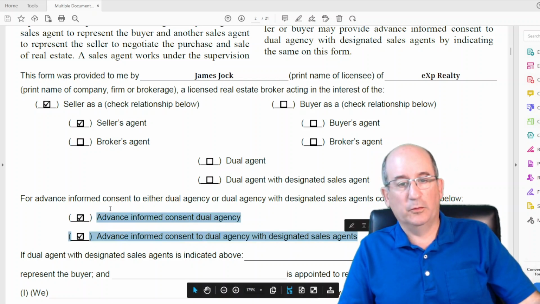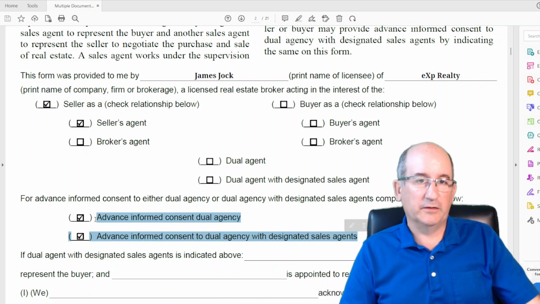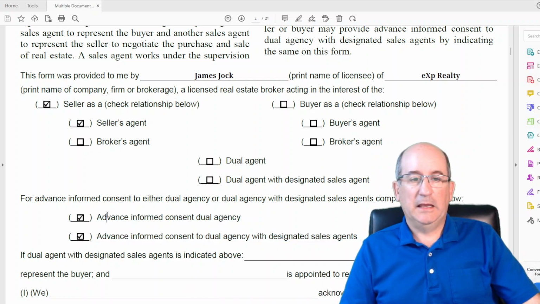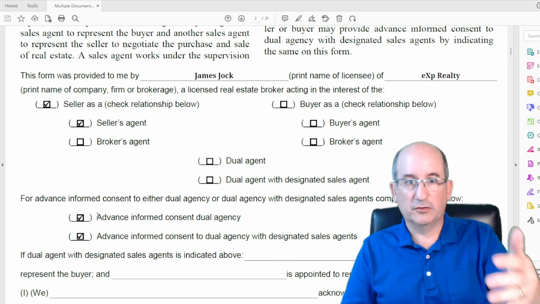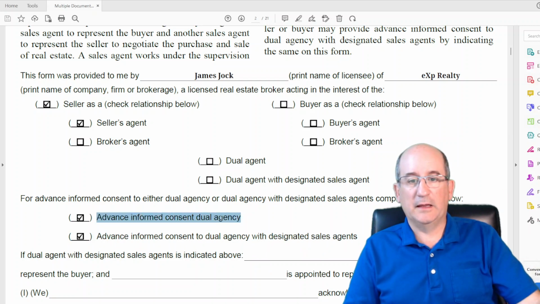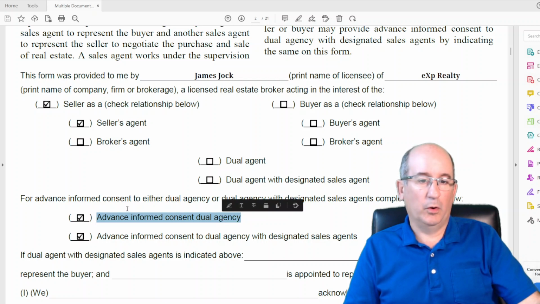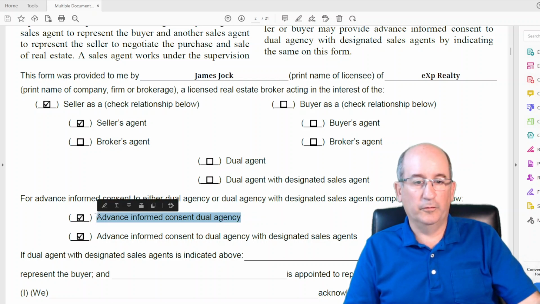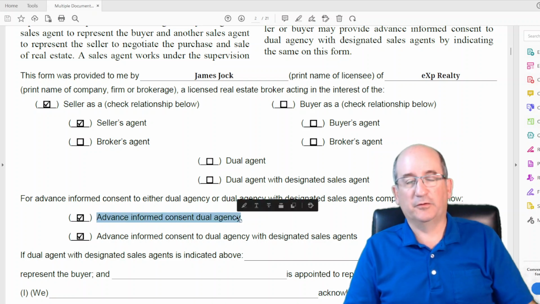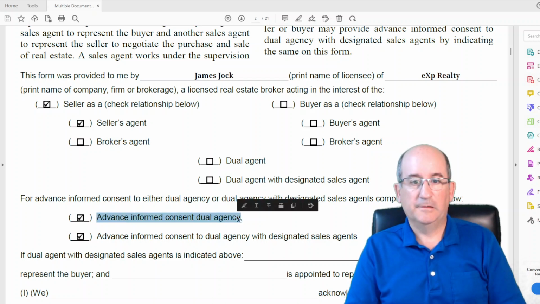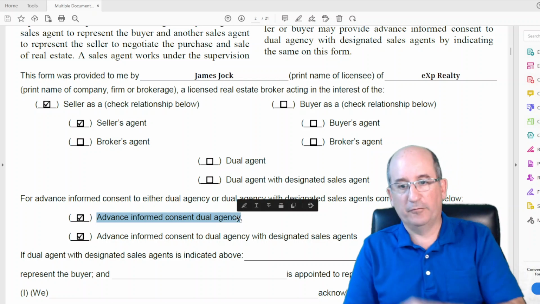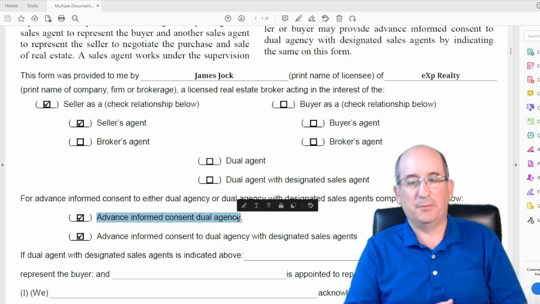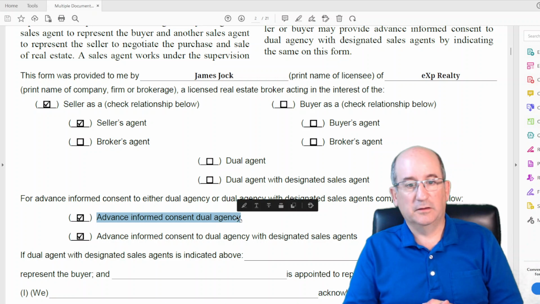If you don't check those and tell them about that when you list the property, and another EXP or another broker in your same office brings a client and your seller has not approved that representation setup, they might not be able to show the property because there is no advanced informed consent where the seller will allow that type of relationship on representation to happen. So when you're a listing agent, make sure that you check those because that way it'll always be covered.